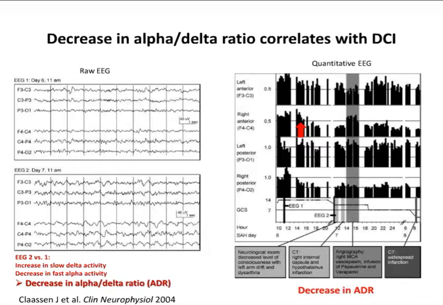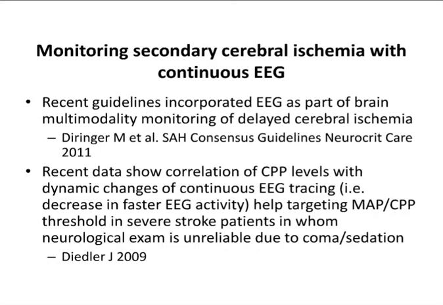So by using the EEG and combining EEG with other tools, you can assess and manage delayed cerebral ischemia, and this has been incorporated in the recent consensus guidelines in neurocritical care on SAH. There are even recent data showing that a decrease in faster EEG activity helps target CPP in severe, so comatose, stroke patients, in whom the neurological exam is not always reliable.